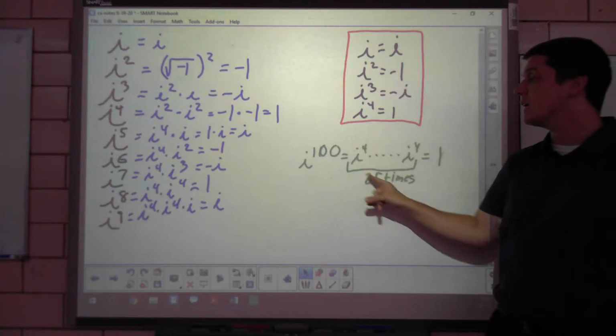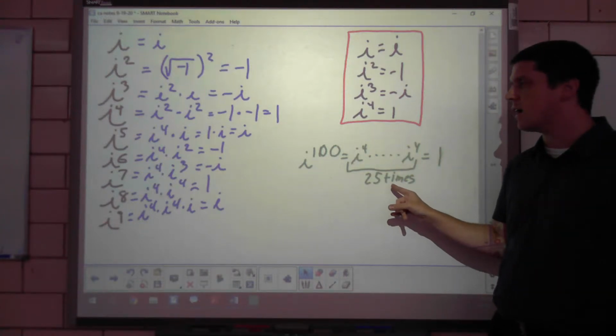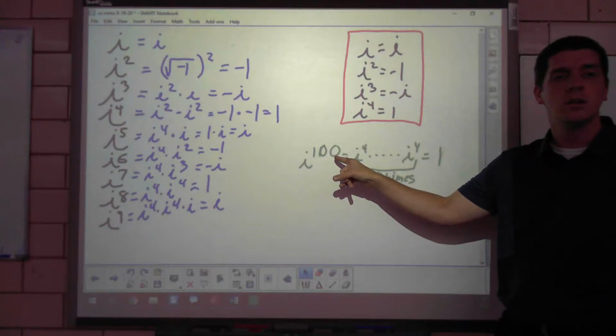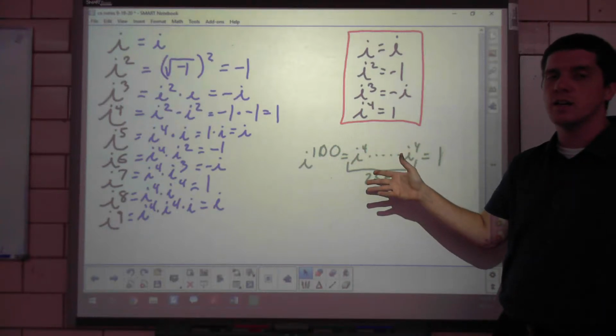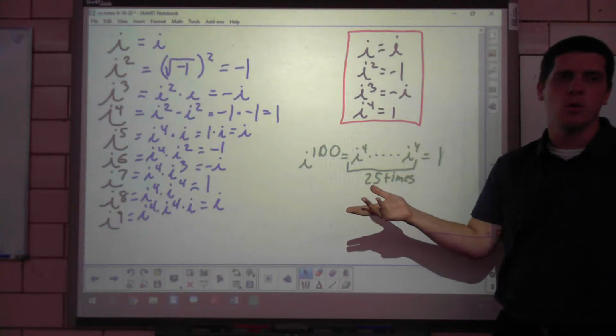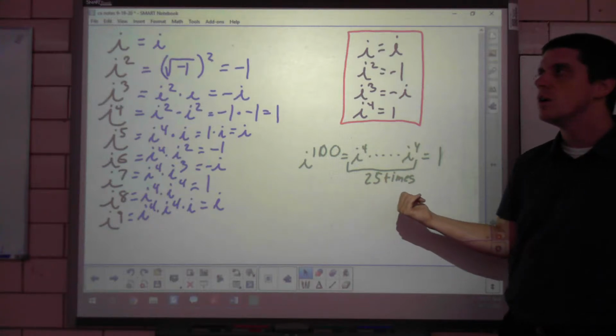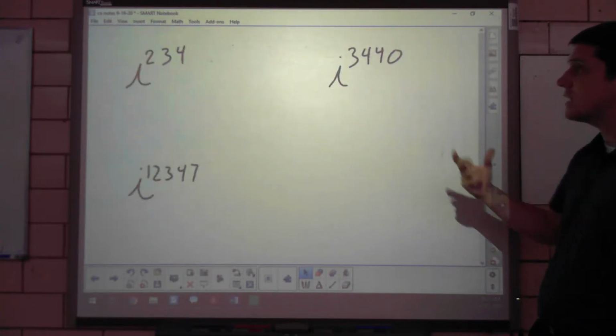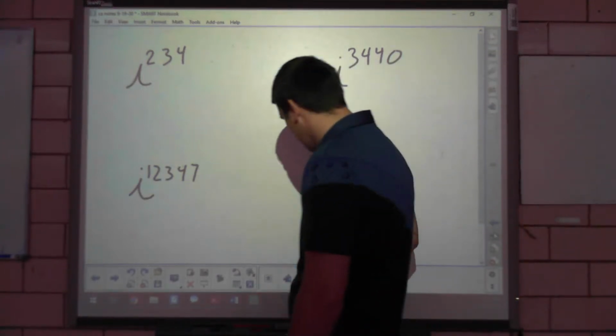Now, I'm breaking this down. How did I know that there was 25? Well, I just took 100 and divided by 4. That's how I knew that there was 25. So because this repeats every 4, we can take that exact same idea to this right here.